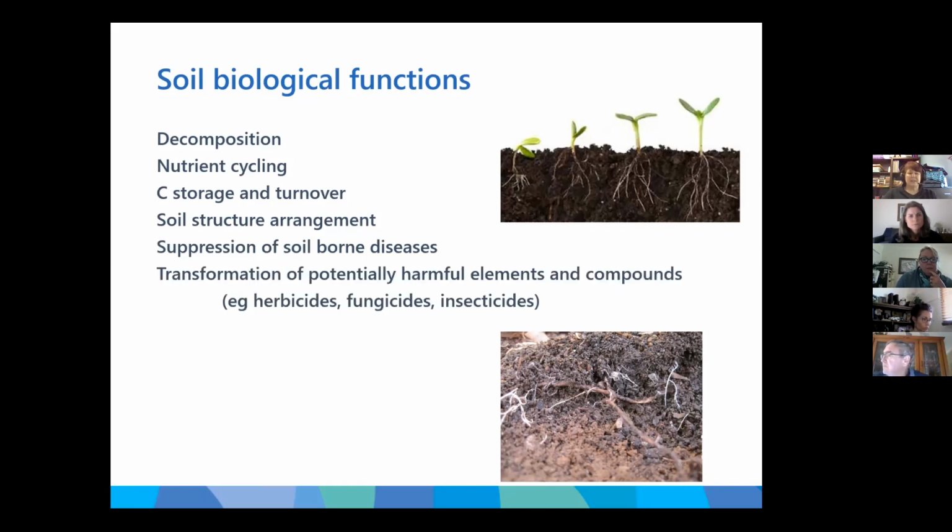They also can transform some potentially harmful elements and compounds. Some are things like herbicides, fungicides, and some insecticides. They use some of those compounds as a food source, and they can transform them into compounds that are less toxic.